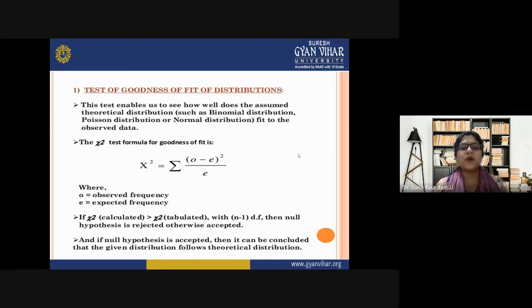If chi-square calculated is greater than chi-square tabulated with n minus 1 degrees of freedom, then the null hypothesis is rejected, otherwise it would be accepted. But there is another situation also, students. If the null hypothesis is accepted, then it can be concluded that the given distribution follows the theoretical distribution. So this theoretical distribution follows from the null hypothesis acceptance. All right, students. So let's see further how it is working.